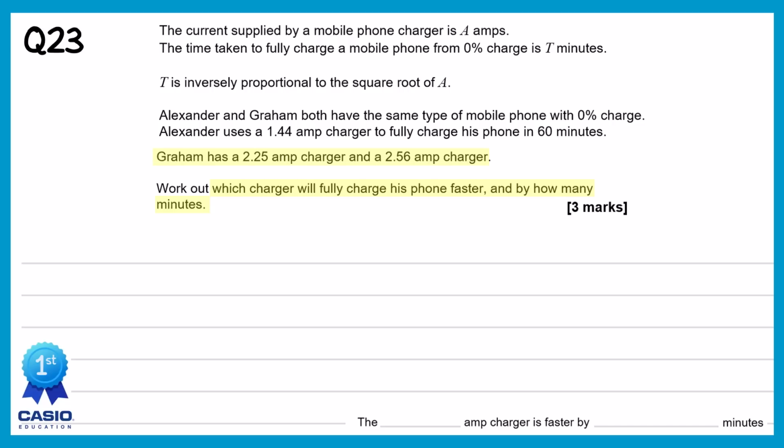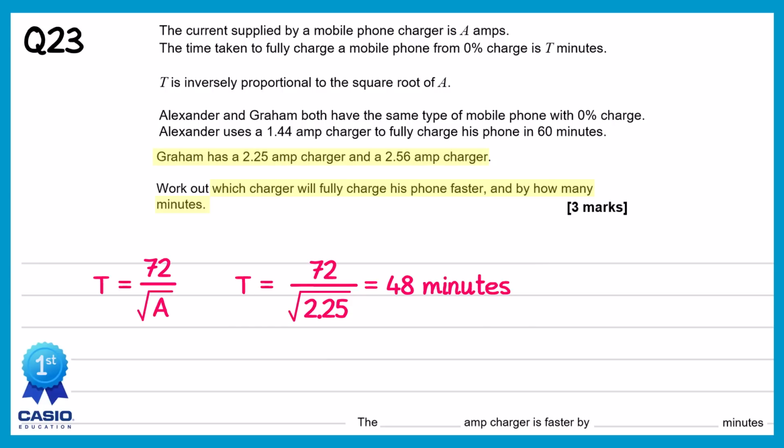So let's take the formula from the previous part of the question and substitute in these values for a. So let's go for 2.25 first. T equals 72 divided by the square root of 2.25. If you type this into your calculator, you'll find that this is 48 minutes. If we do the same calculation for the 2.56 amp charger, then it's t equals 72 over the square root of 2.56, which will give you 45 minutes.